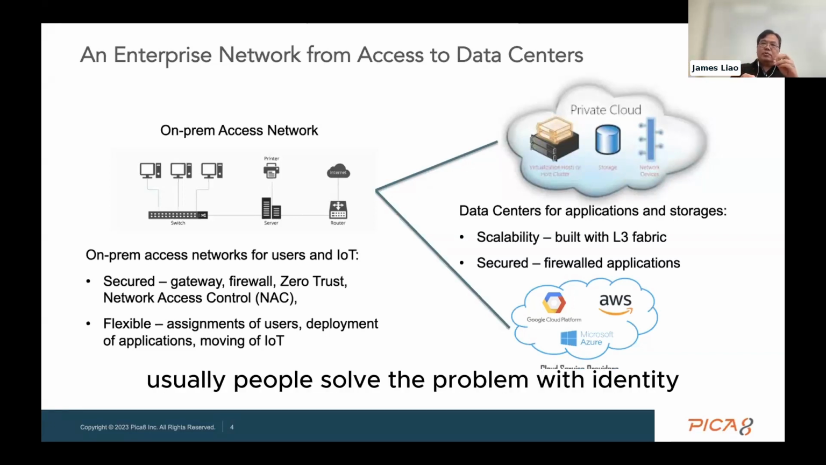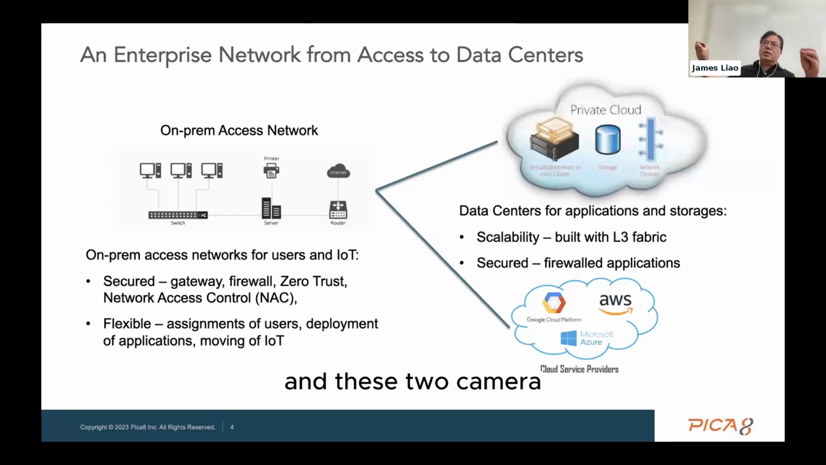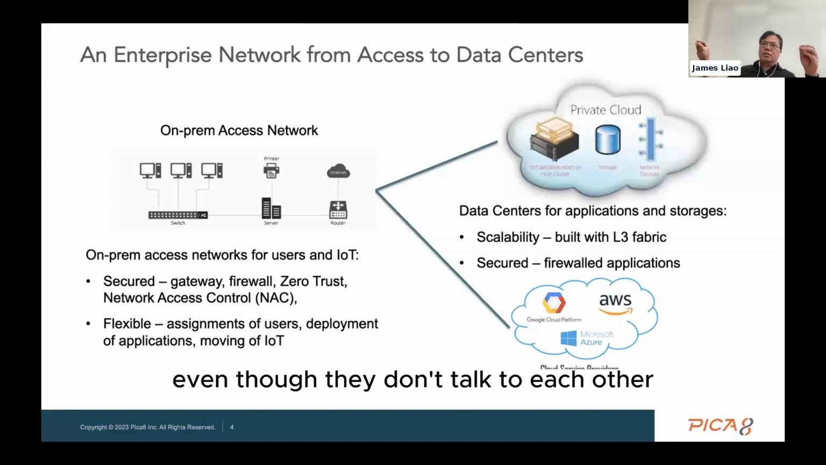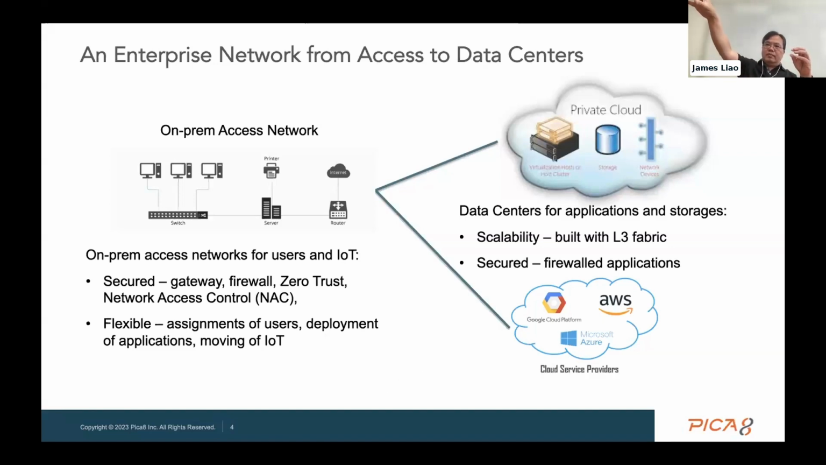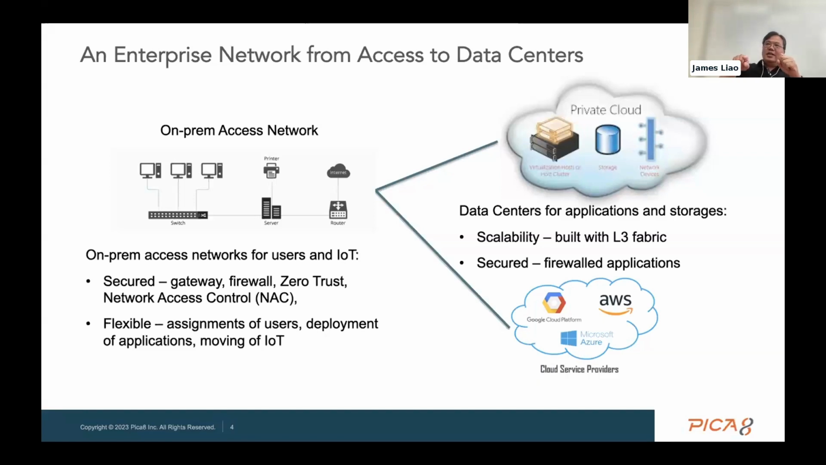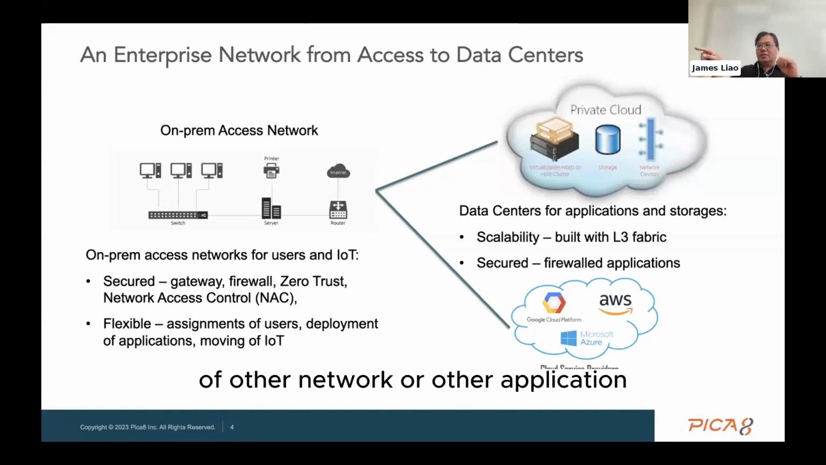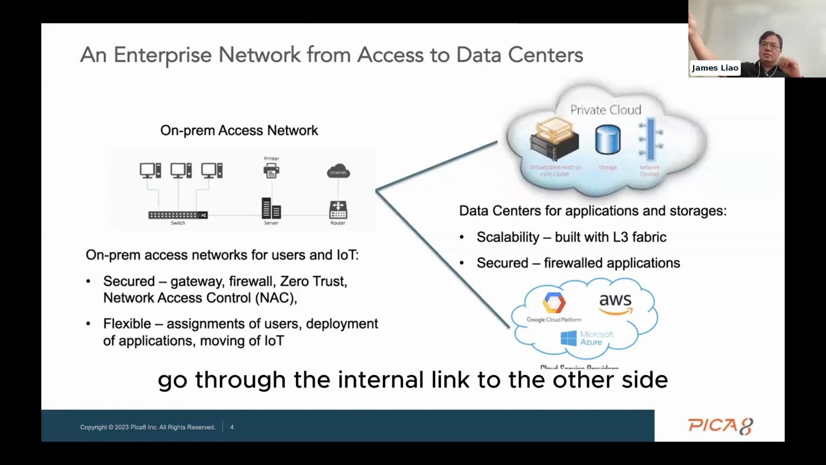Usually people solve the problem with identity. What about the camera? You set up one camera for one building for a group of people. Tomorrow, you need to set up another camera. And these 2 cameras, even though they don't talk to each other, both have to talk to an appliance in the data center. And you want to make sure that the camera cannot access the data of another network or another application, because people can hack the camera and eventually go through the internal link to the other side.